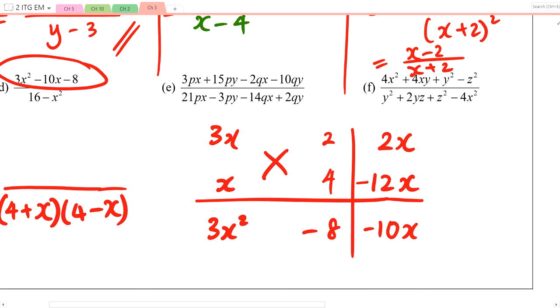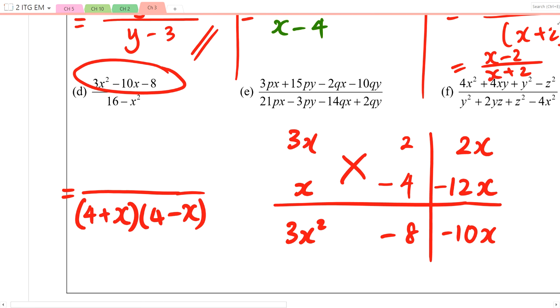If there's a minus sign in front of the 12x, where must this minus sign go to? 2 or 4? This negative sign, should it go to 2 or 4? 4. So that 3x times negative 4 gives me negative 12x. X times 2 gives me 2x. 2 times negative 4 gives me negative 8. So this fits. In other words, my numerator becomes 3x plus 2, x minus 4. Okay? Then can we factorize or not?